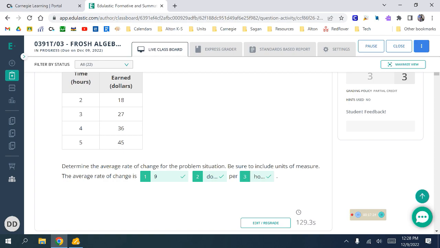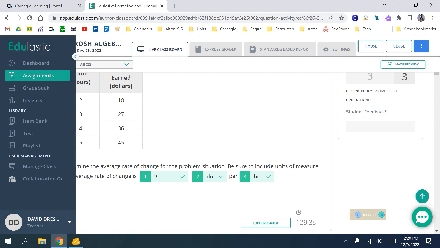It is always the second over the first column, dollars per hour. I've heard of dollars per hour, have not heard of hours per dollar. Dollars per hour. So 9, and it's always the second column followed by the first column. Now, how did I get that 9 again? Based off of what we've been doing here.